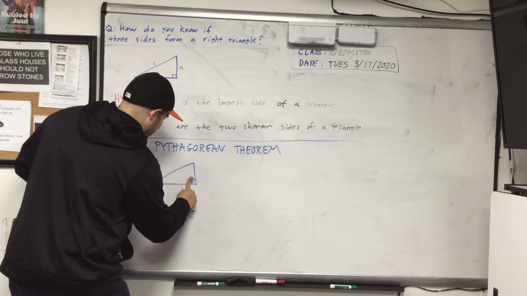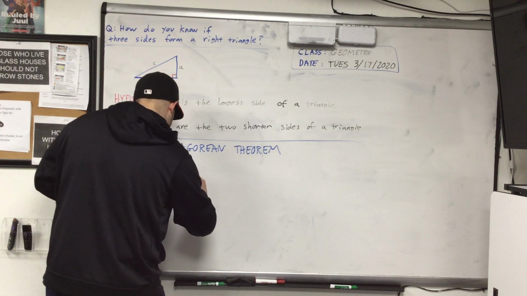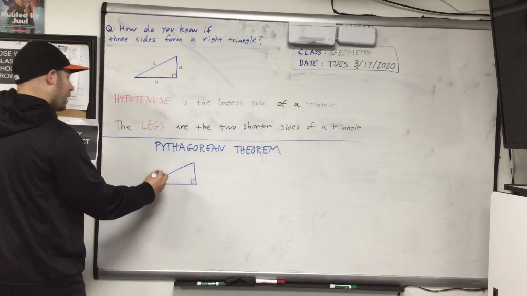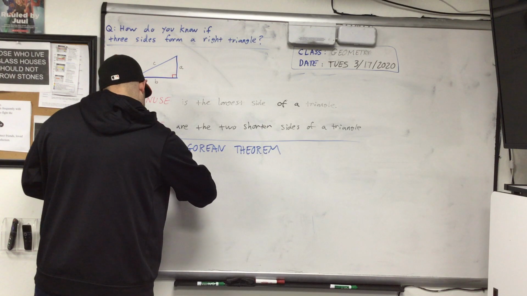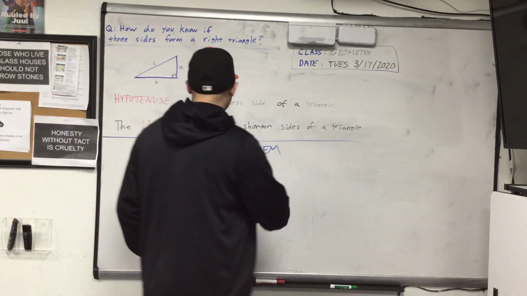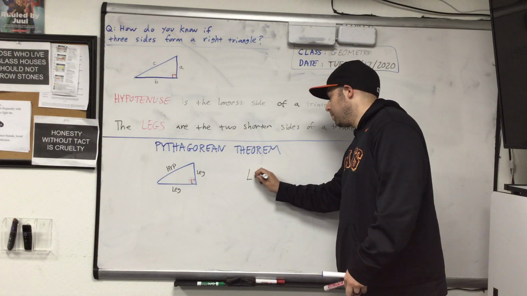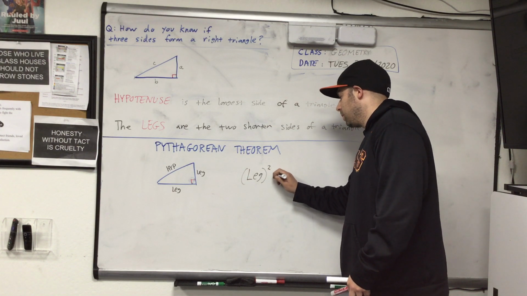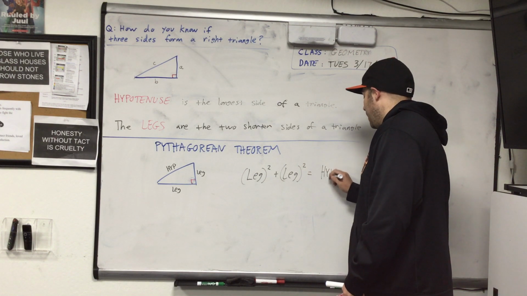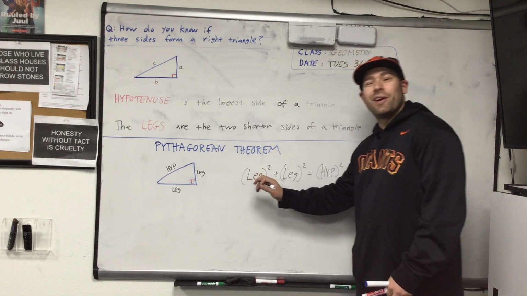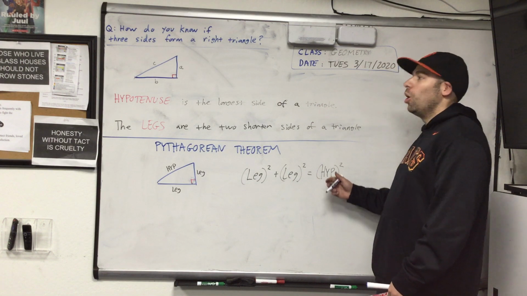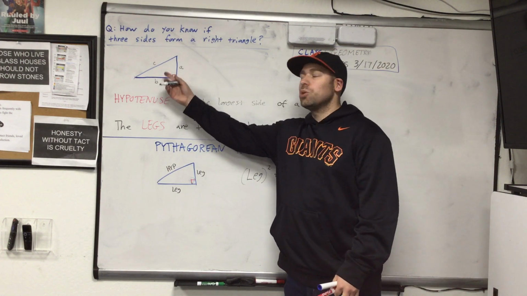Well, let me actually clear it up a little bit. If we have leg A, leg B, and hypotenuse C, we square the legs and they should equal the square of the hypotenuse. To clarify: square the legs, add them up, they should be equal to the square of the hypotenuse. Or, as you know, a squared plus b squared equals c squared.